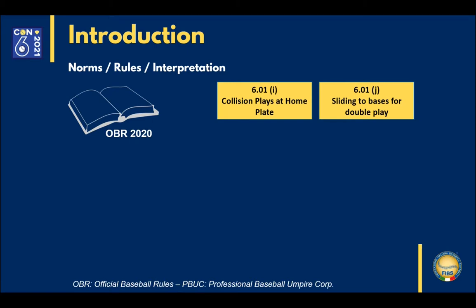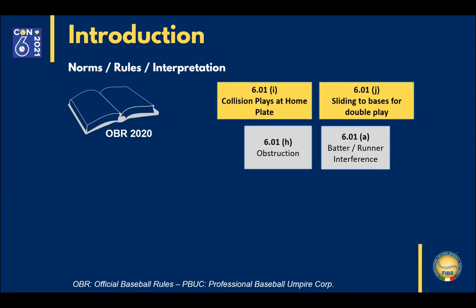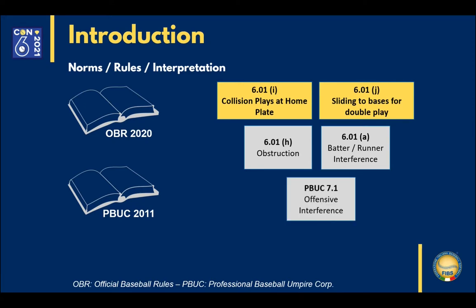When you look at those two rules, you also have to bear in mind that there is 601H, the obstruction rule, and 601A, the batter runner interference rule. I also looked at the PBUC of 2011 edition. This is the interpretation of Professional Baseball Umpire Corporation, and there it's 7.1 offensive interference section. Last but not least, I took into consideration a bulletin issued by the WBSC in 2015, a bulletin on collision plays.